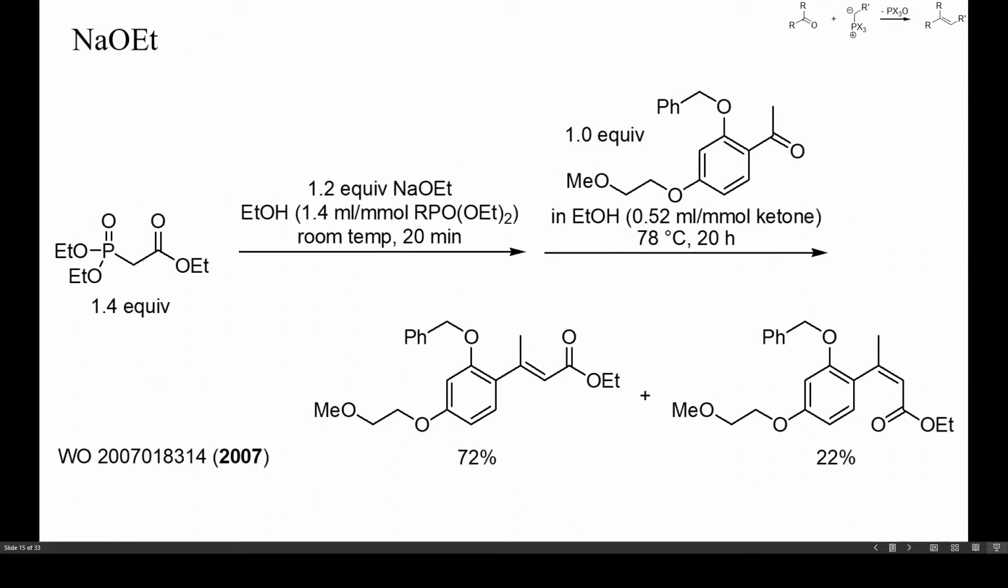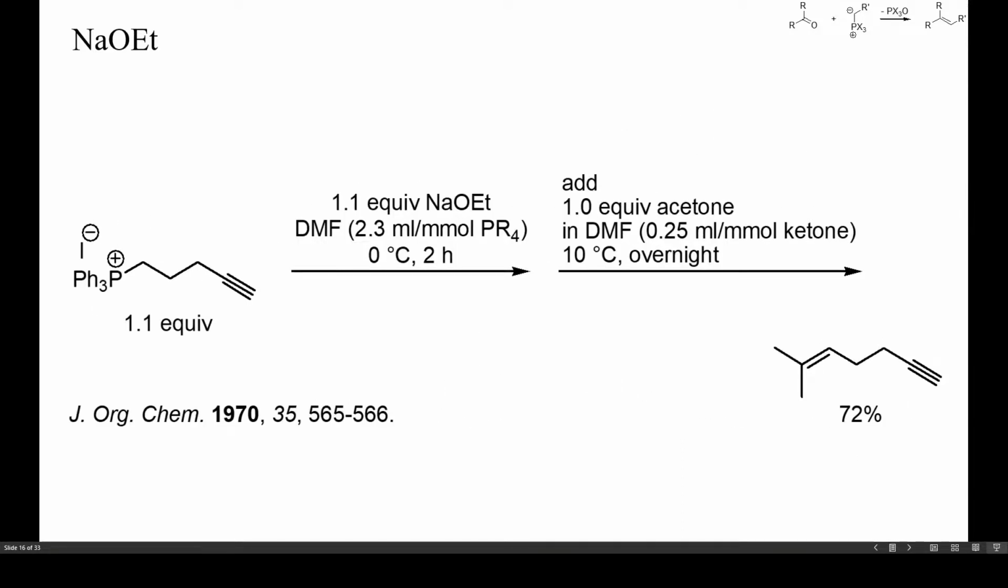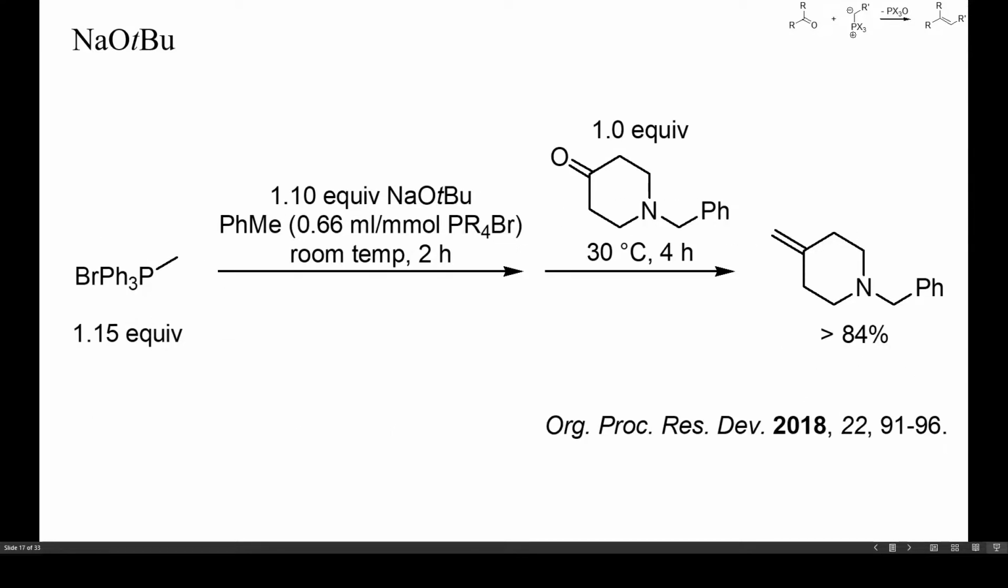With sodium ethoxide, however, even electron-rich acetophenones can be olefinated with phosphonoacetates. In this example, the ylide was formed before addition of the ketone, but because of the high acidity of phosphonoacetates, addition of the base to a mixture of ketone and phosphonate may also have worked. In DMF as a solvent, even simple alkyl phosphonium salts can be converted into ylides by sodium ethoxide. Here, acetone was olefinated and a good yield of alkene was obtained. Sodium tert-butoxide in toluene can also be used to deprotonate simple alkyl phosphonium salts, as shown here.